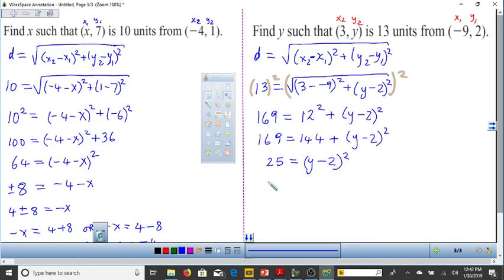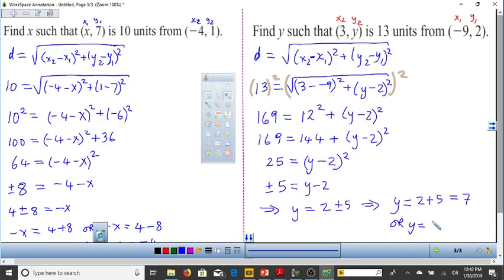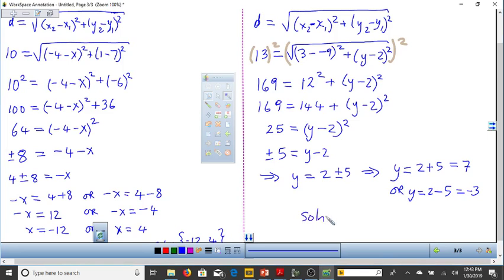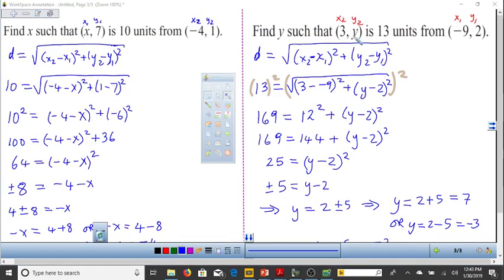And then we take the square root of both sides. Positive or negative 5 is equal to y minus 2, which means that y is equal to 2 plus or minus 5. That means y is either equal to 2 plus 5, which is 7, or y is equal to 2 minus 5, which is negative 3. So the possible answers for my y coordinate are either negative 3 or positive 7. Those are the possible values of y that would make this point 13 units away from this point.